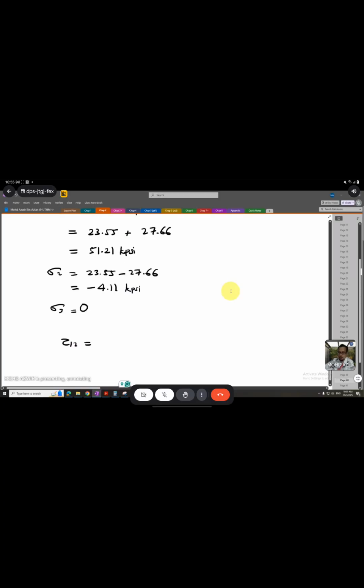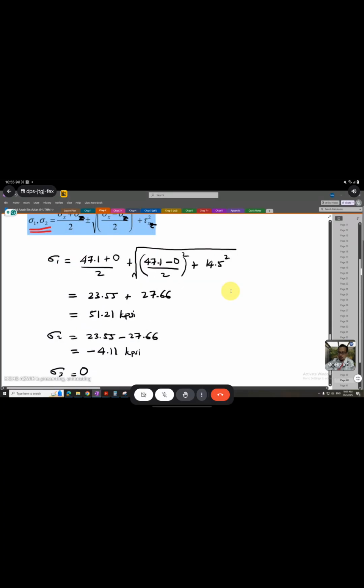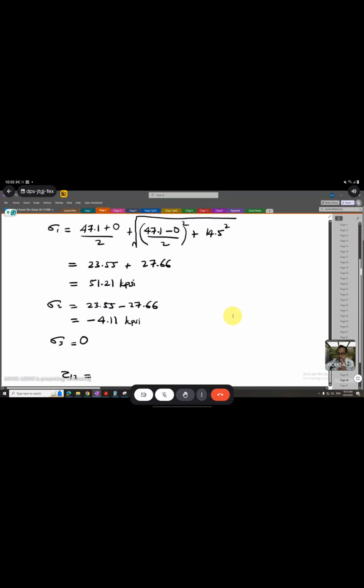Okay, and then tau, the simple shear stress, tau 1, 2. How do you want to calculate tau 1, 2? Just use these two values lah. Okay, tau 1, 2 is 51.21. Because if you look properly at the Mohr circle, let's say this is the Mohr circle. This is the straight line at the center of the circle. So we have sigma 1 here, which is 51.21.